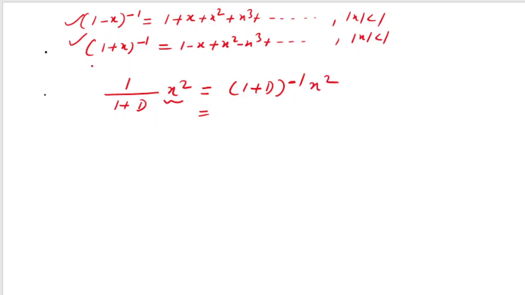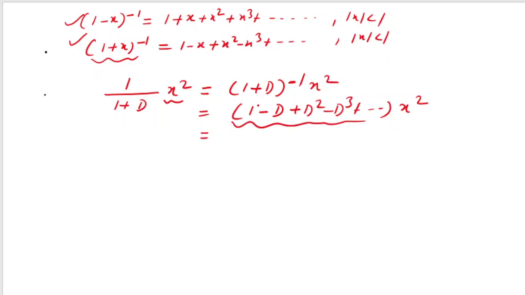Now I will use this result. What is (1 + D) to the power minus 1? It can be expanded: 1 minus D, then plus D square, then minus D cube and plus so on up to infinitely many terms, on x square. Now if you operate this whole thing on x square, there is a term 1 here, so 1 into x square will become x square, minus D of x square. D is just the derivative, that is d by dx.